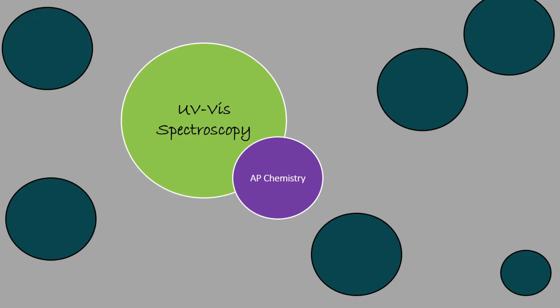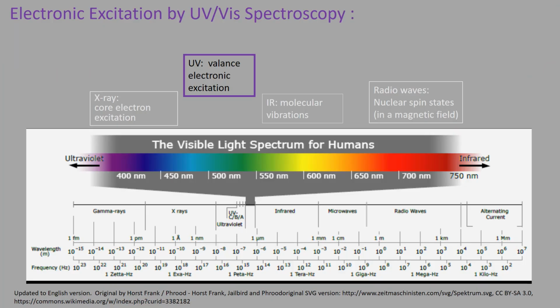Hey guys, this video is on UV-Vis spectroscopy. It's a lab technique that we're going to use throughout the year, so now's as good a time as any. All right, so in your introductory chemistry course, whatever it was, you should have gone over the electromagnetic spectrum.